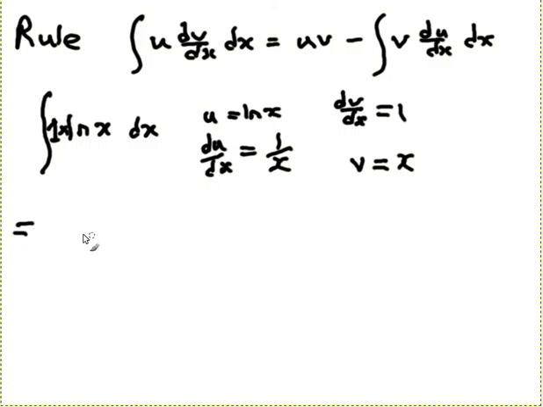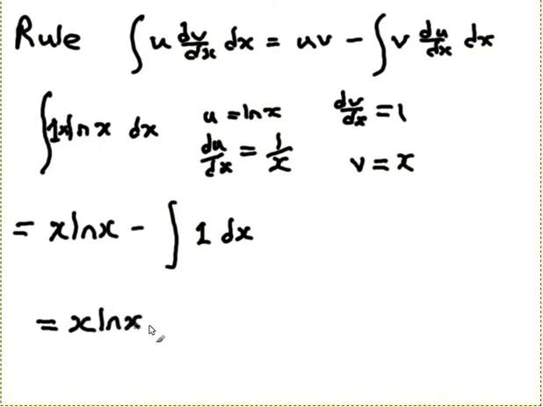And so I end up with uv, which is x ln x, minus the integral of v times du by dx, which after you do x times 1 over x, just comes out as 1. And therefore we get x ln x minus x plus c. And by all means, differentiate that and see if you end up with just ln x on its own, and I'm sure you will, but that's a little check that you're doing it right.